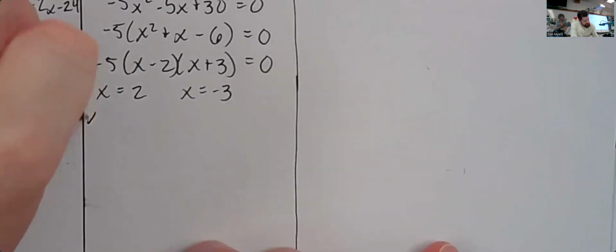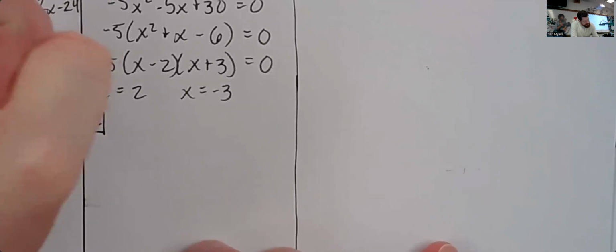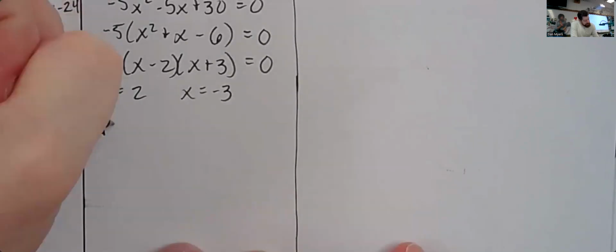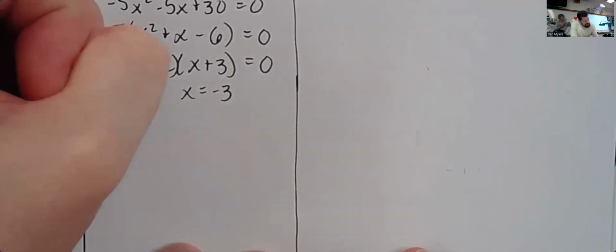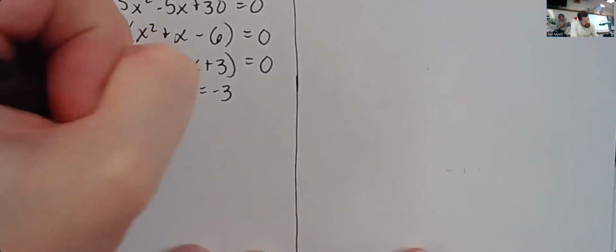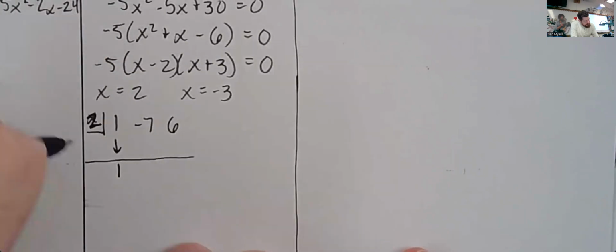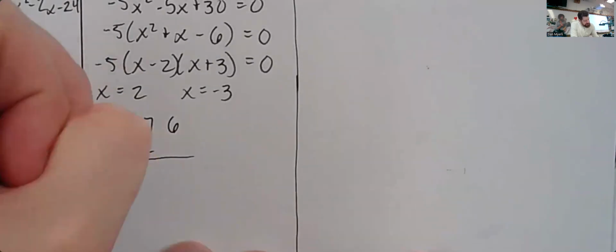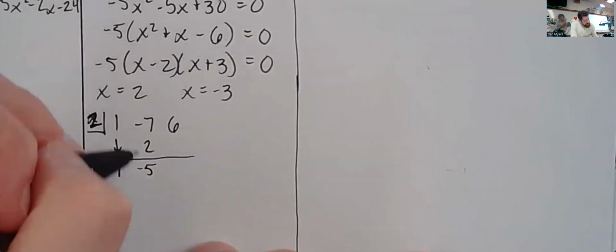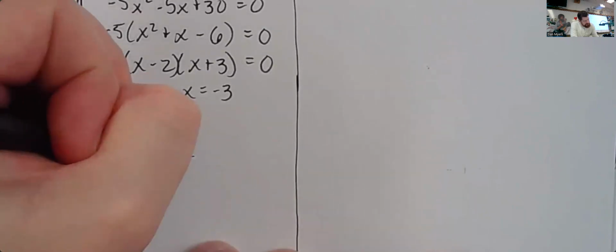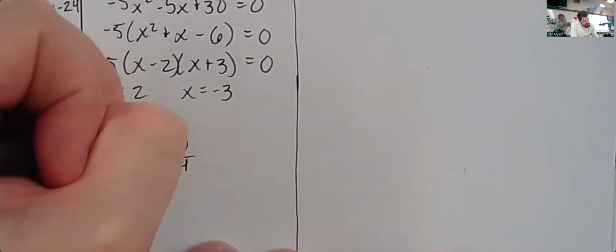So when x equals 2, we're going to have 1, -7, and 6. Here we go. Bring down the 1. 1 times 2 is 2. Negative 7 plus 2 is negative 5. Negative 5 times 2 is negative 10. 6 plus negative 10 is negative 4.